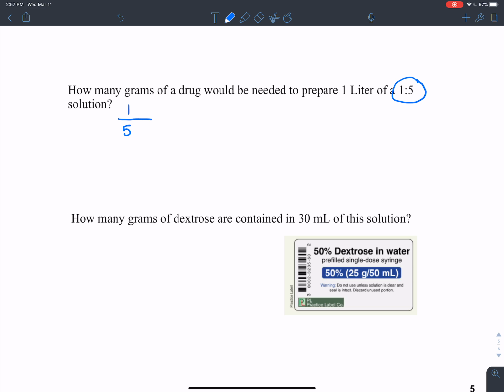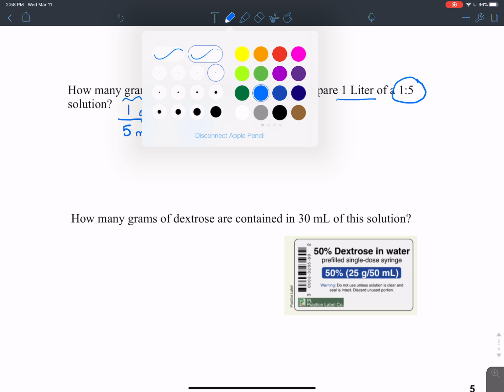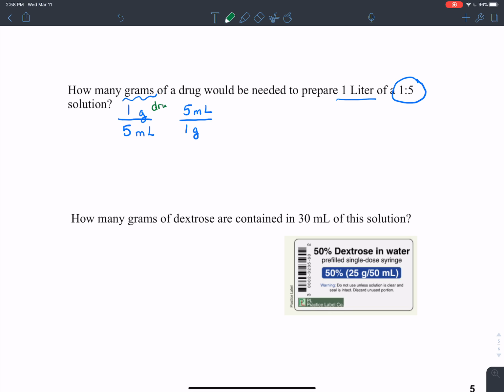If we look at this, they're telling us how many grams of the drug. So that tells us our drug is a solid in grams and the solution is a liquid. The 2 ways means that we can also write this as 5 milliliters over 1 gram. Our dimensional analysis will show us which way we actually need. So we're told that we need to prepare 1 liter of solution. Remember, the 1 is the drug, the 5 goes along with the solution.